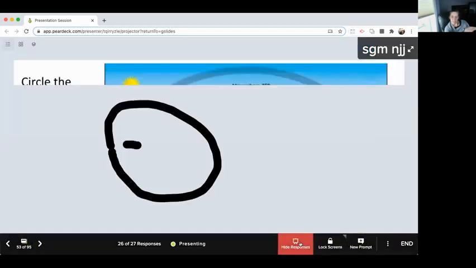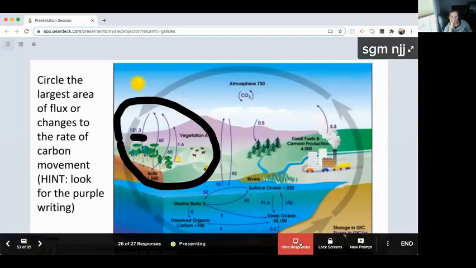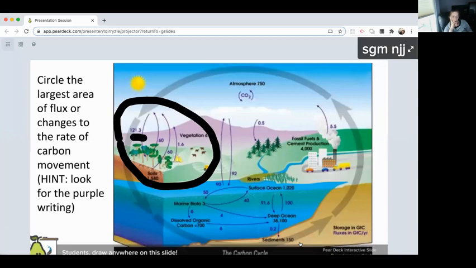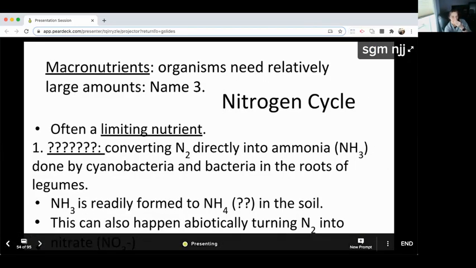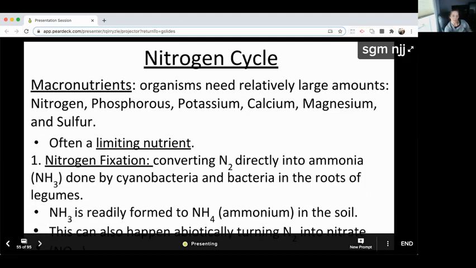Good, and let's see what this is going to end up looking like. I don't see how that shows me all of you, unless nobody's responding on this one. So we're looking for these numbers on the arrows of change happening and movement happening and how much is moving. Okay. All right, so this is one of the big ones that's fluxing from the atmosphere into the ocean. All right, that is it for messing around on Pear Deck.